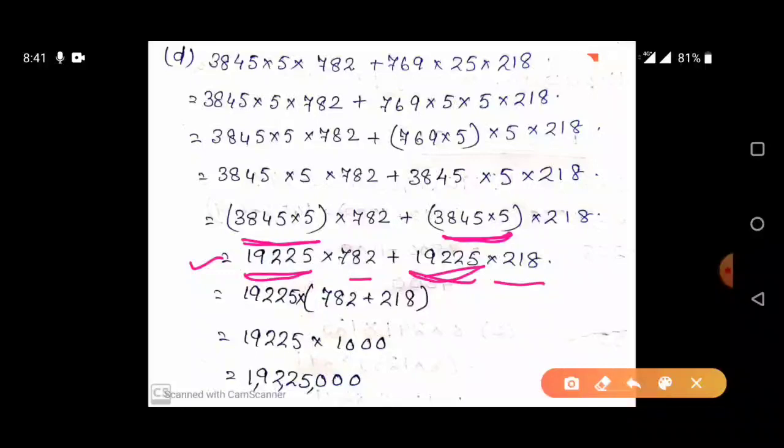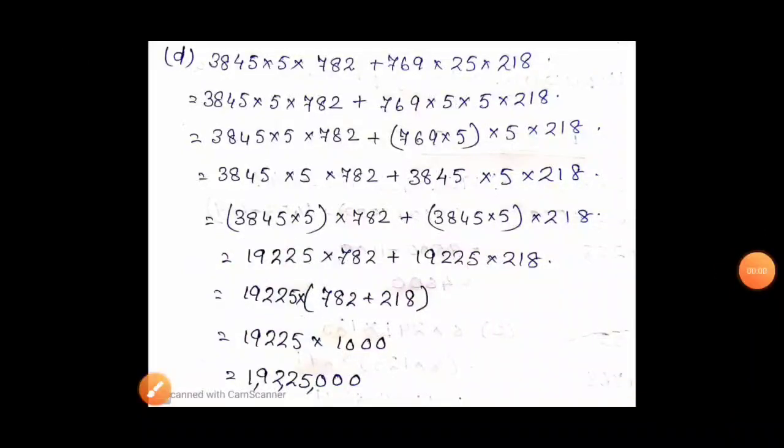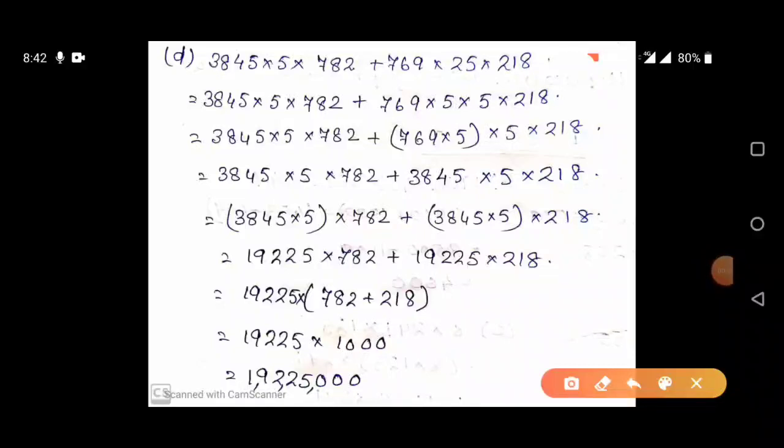Now see, from here we can use the distributivity of multiplication over addition. We can take out 19,225 outside. We will give the multiplication sign, and inside the bracket we will write 782 plus 218. After adding these two we will get 1000. So 19,225 into 1000 is equal to 1,92,25,000. So this is the answer.